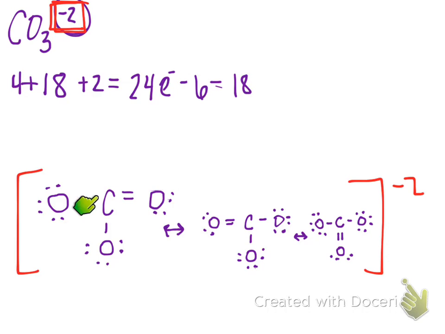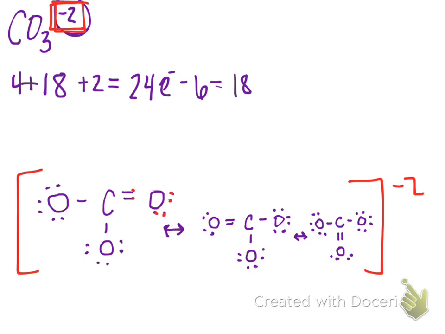So, in this molecule, how many valence electrons does each oxygen contribute? 6. Each oxygen contributes 6. And around this oxygen, there are 1, 2, 3, 4, 5, 6 electrons. Agreed?